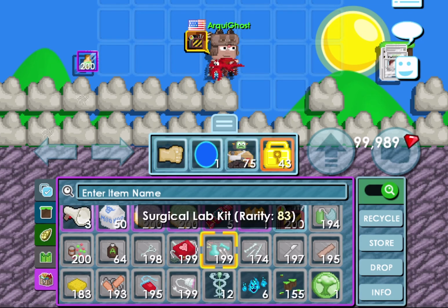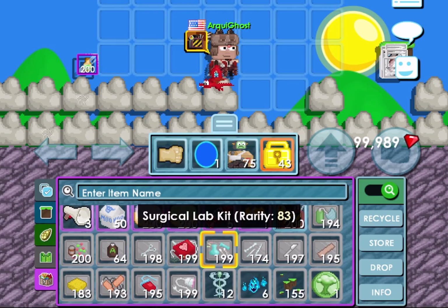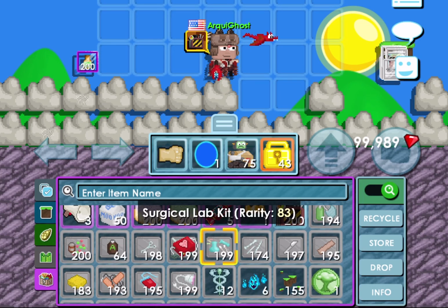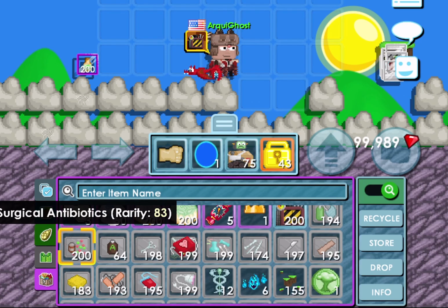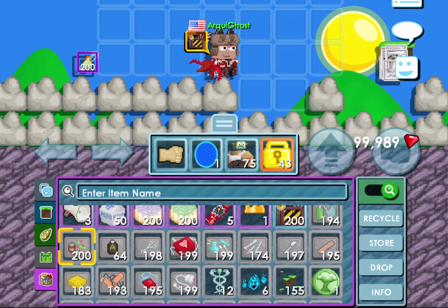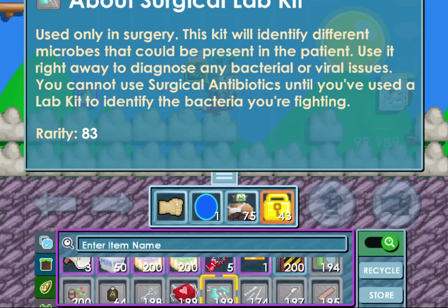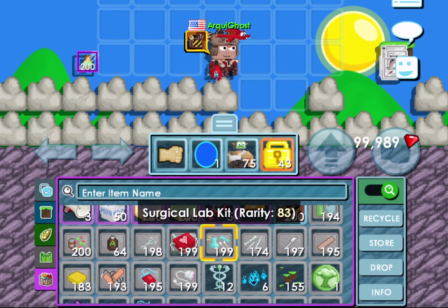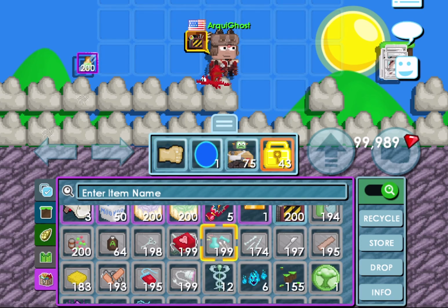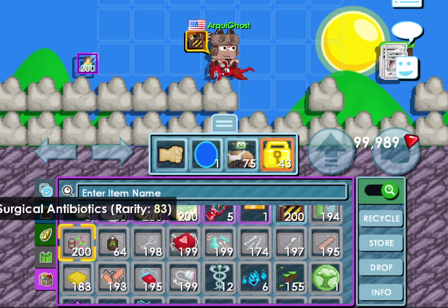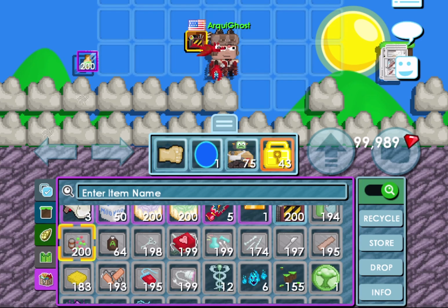Okay, next one, surgical lab kit. This one goes together with antibiotics, because in order to unlock the use of antibiotics in your surgery, you first have to use the lab kit. This is pretty nice because it's a one-time use only. Once you use it in your surgery, you won't have to use it ever again in that specific surgery. So yeah, with lab kit you unlock antibiotics.